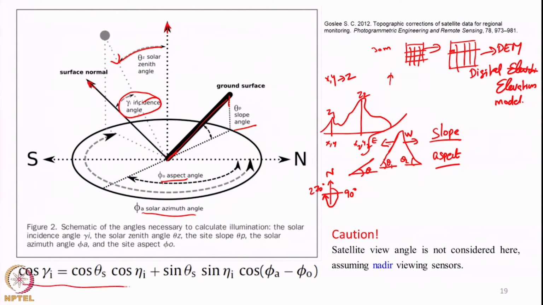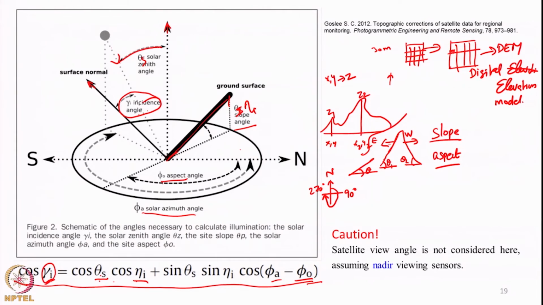So, this is one simple formula to calculate the cosine of the angle of incidence. The incidence angle will tell us that due to the presence of slope, solar radiation will not be falling in the direction it should, there will be a difference. So, what is the angle at which the solar radiation is falling on the ground? We will be able to calculate from this formula. Here theta s is the solar zenith angle, eta is the slope. So, using solar zenith angle and slope angle, and similarly the azimuth angle and the aspect angle, we will be able to calculate the angle at which the solar radiation will fall on the surface.